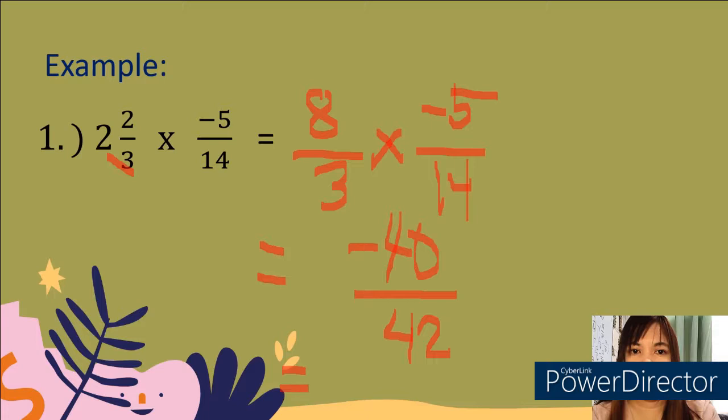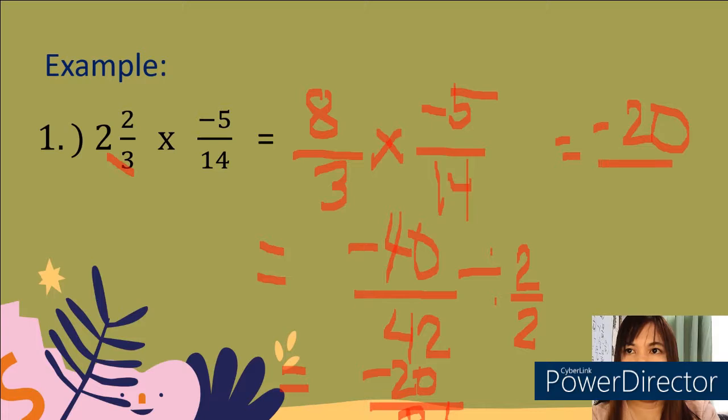Okay. We can still divide them. We can still reduce to lowest terms. So, we divide by the GCF, 2 over 2. Negative 40 divided by 2, we have negative 20. Then, 42 divided by 2, we have 21. So our product is negative 20 over 21.